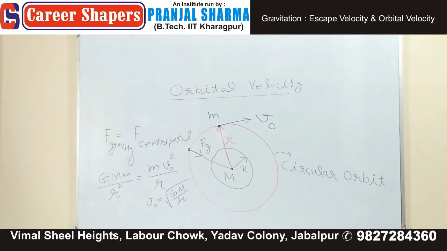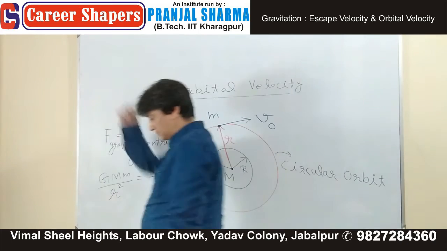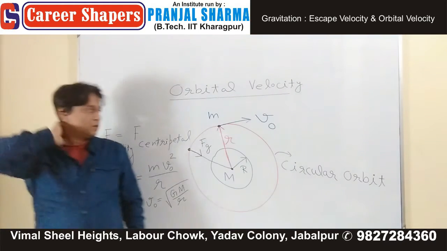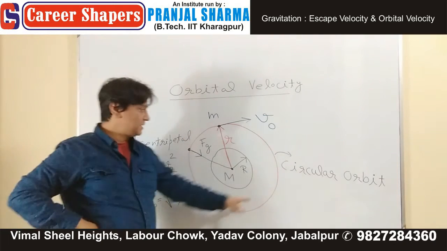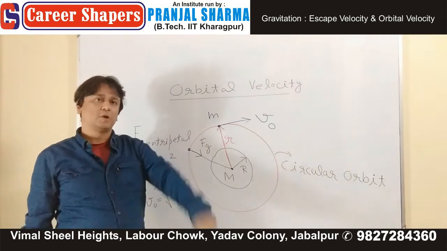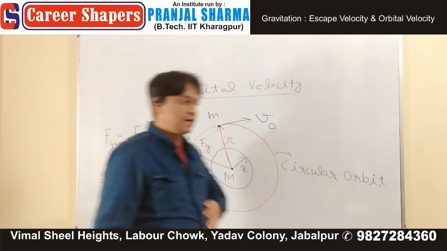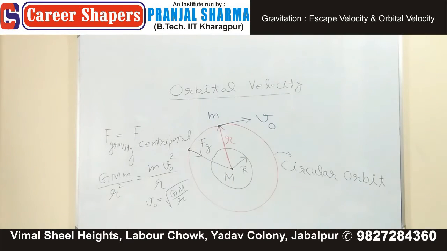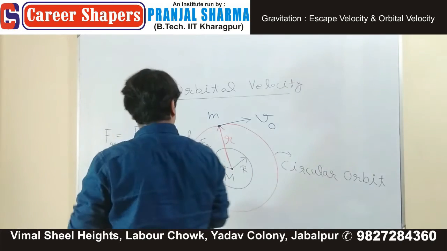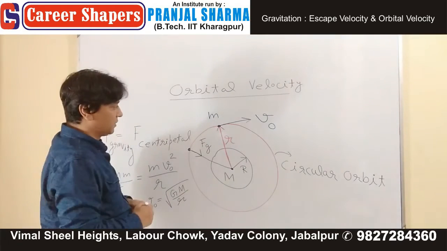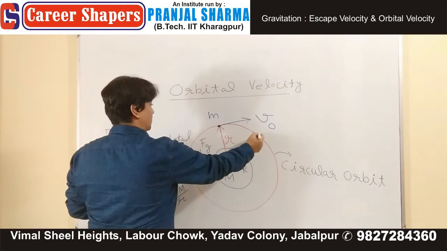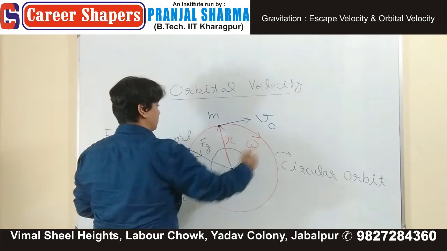Now find out angular velocity of the satellite. Answer this next part. What is the angular velocity of satellite in its orbit? Write down the question. Find out angular velocity of the satellite in its orbit. Only 2 responses. How do you find angular velocity? Angular velocity omega.